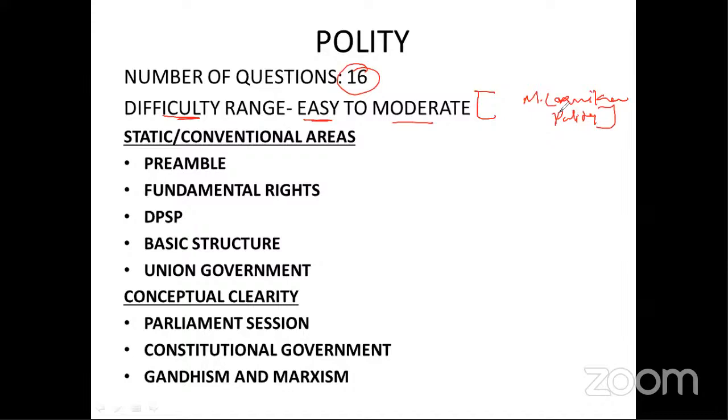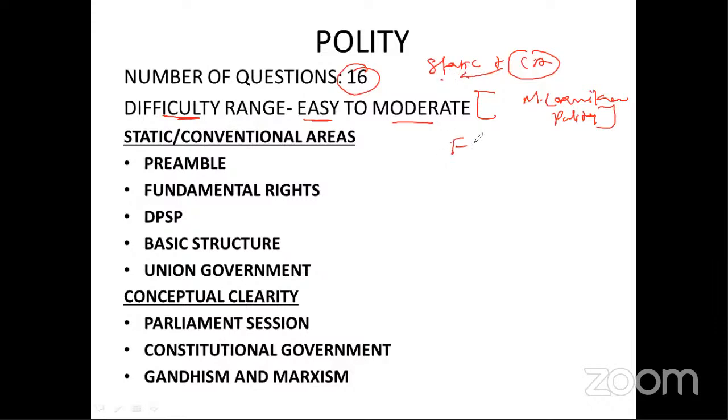So you have to focus, see, in every subject, not only in polity, static plus current affairs is very important, and not only focusing on current affairs. If you are completely ignoring the static portion, then it is not possible to understand the entire current affairs. So first of all, you focus on the static portion.